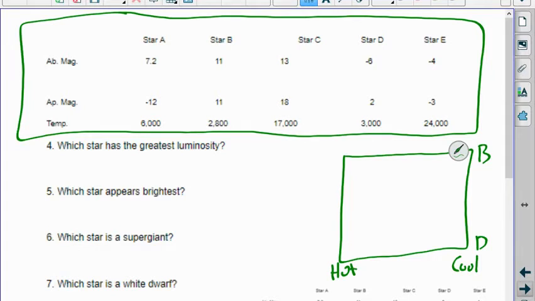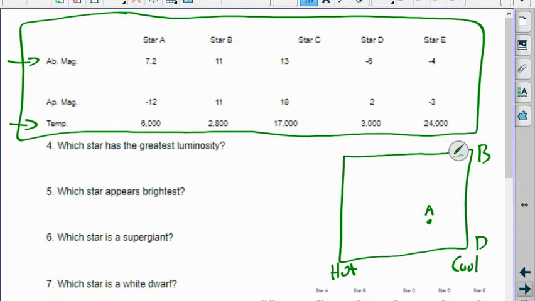That's just like a simplified thing. And you'll have an HR diagram on the test. So if I look at this first one to plot where they are, again, I look at the absolute magnitude and the temperature. A 7.2 and a 6,000. So 6,000 is kind of between cool and hot, but it's toward the cool end. And a 7.2 is pretty dim. So it would be down over here. So star A would be right there in the bottomish towards the right.